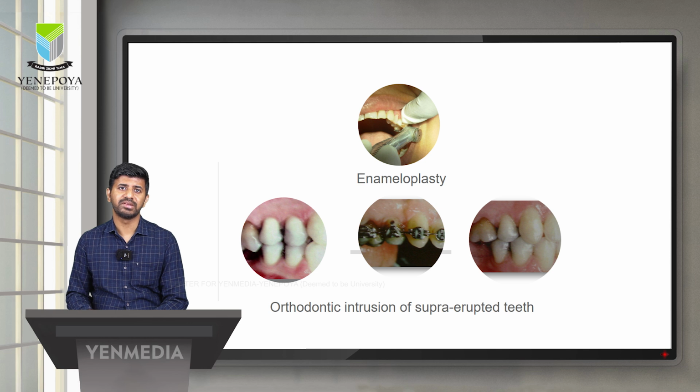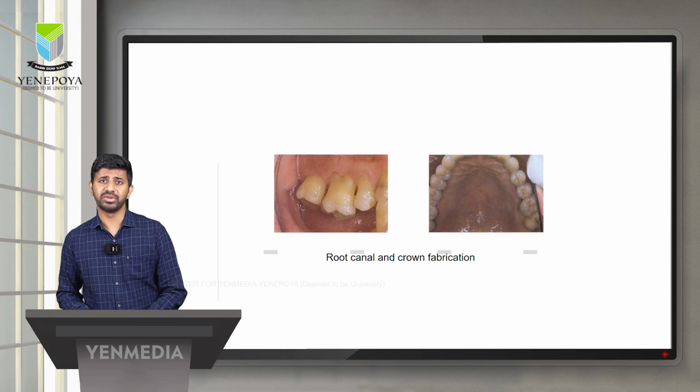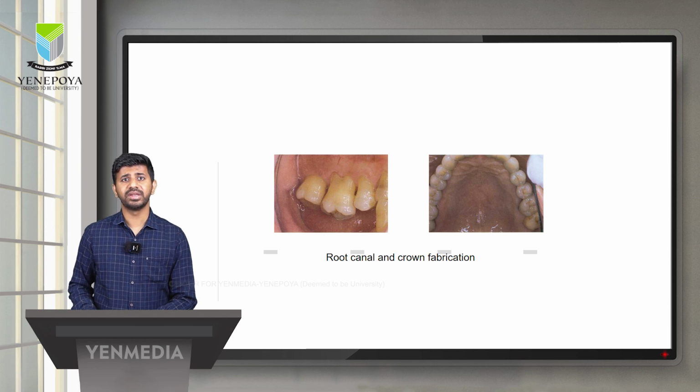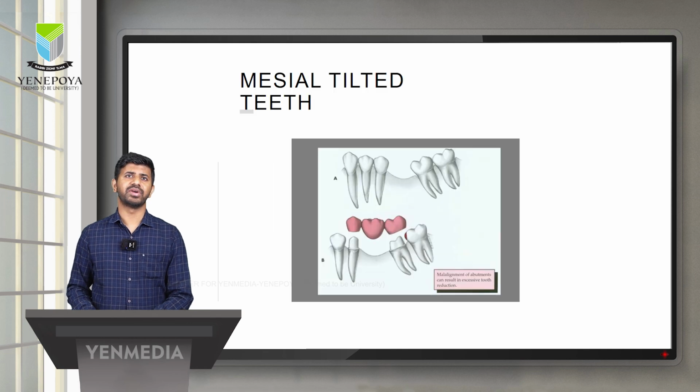So this is what I mentioned. First one is enamelplasty, then orthodontic intrusion of the teeth back into its original position. The last one is when there is furcation involvement over here, where we can see the tooth is more or less occlusally placed. We can have a root canal and make sure that the crown is fabricated.